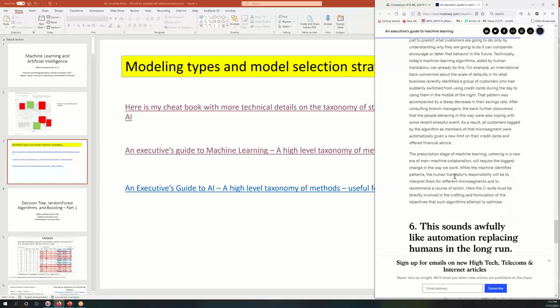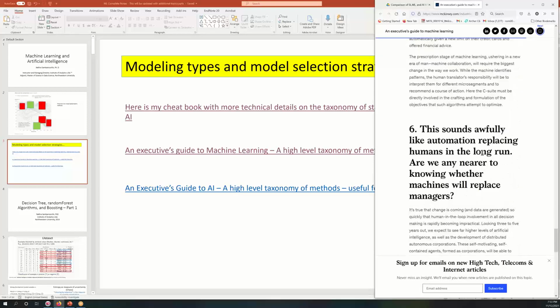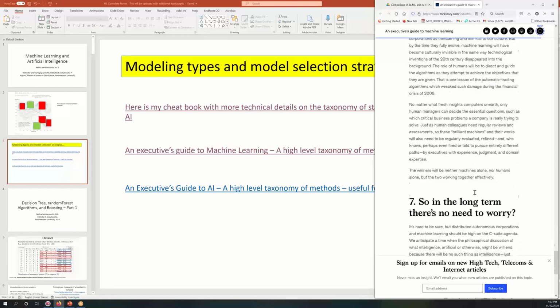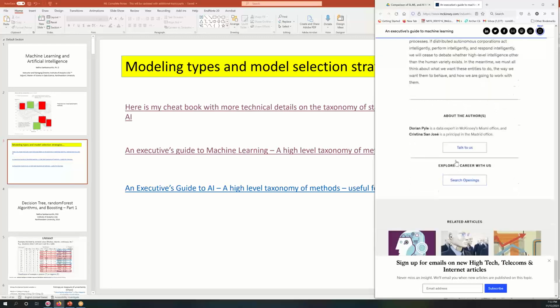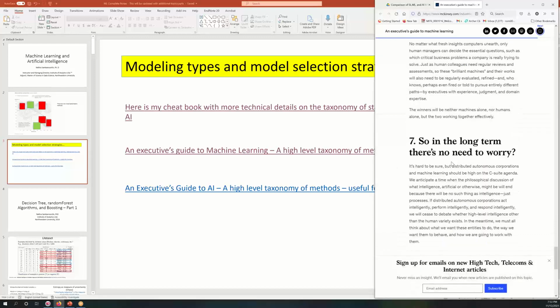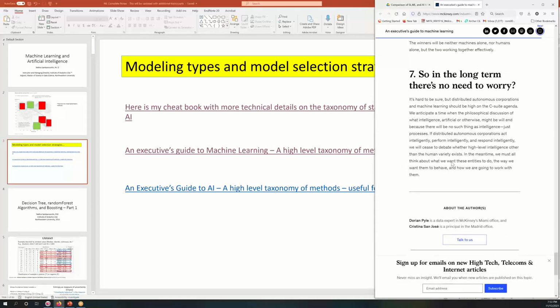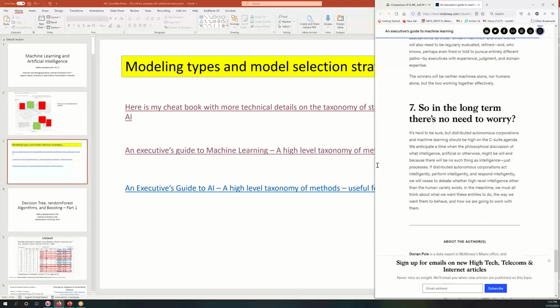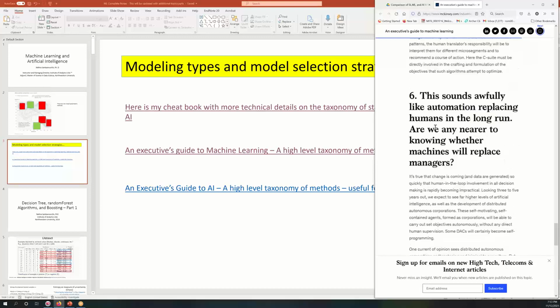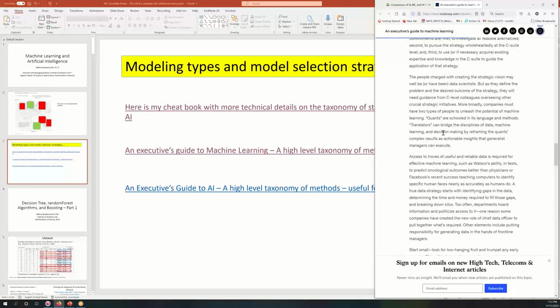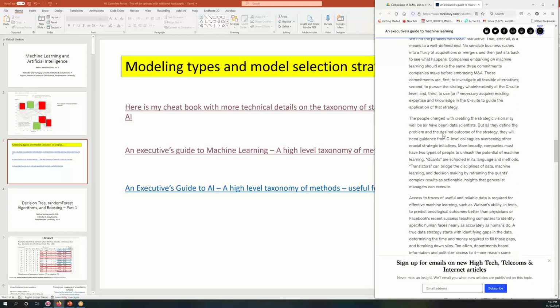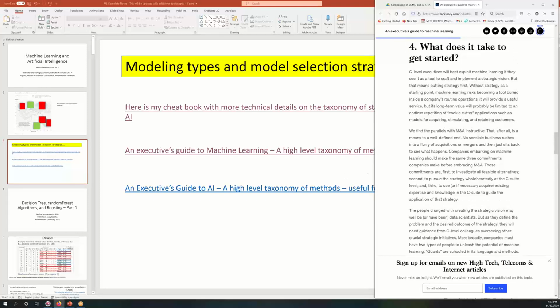And then this sounds awfully like automation replacing humans in the long run. Are we any nearer to knowing whether machines will replace managers? These are all the questions you will have. So in the long run, there is no need to worry. That's a question. Just read that one. But there is also a guide to machine learning at a high-level taxonomy. So this is just a kind of information that they provide, in terms of learning how machine learning fits into management.